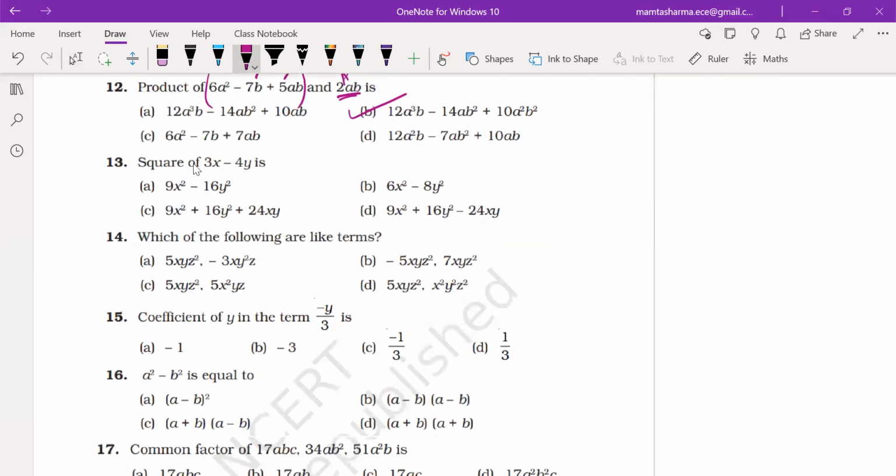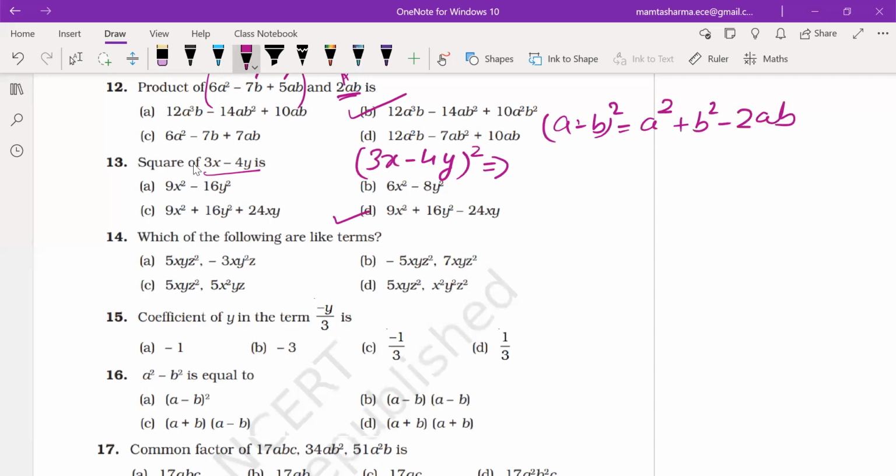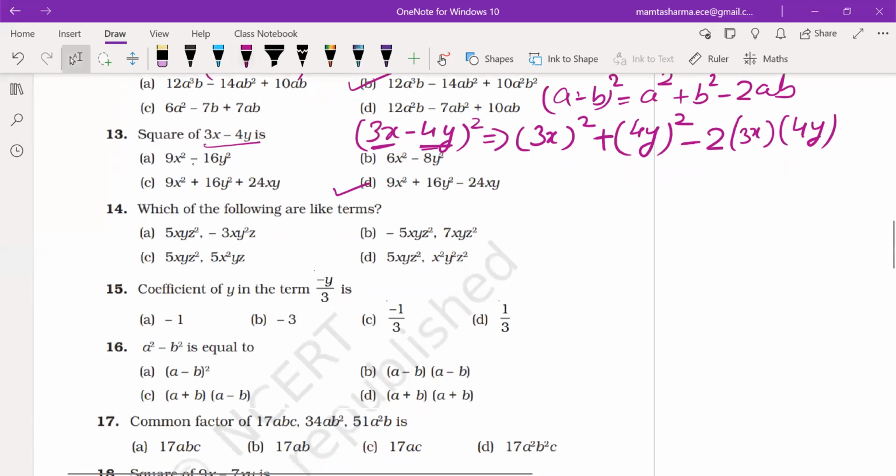Square of this would be 9x square plus 16y square minus 24xy. So we will use the identity (A minus B) square, which is A square plus B square minus 2AB. A is the first quantity, 3x, and B is the second quantity, 4y. Now you solve it.